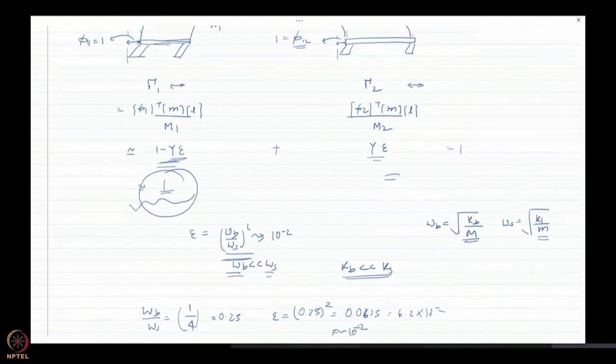Remember, M1 and M2 are basically modal masses. So maybe instead of writing it like this, I will write it like this one. L is your influence vector. So I would write it like this.